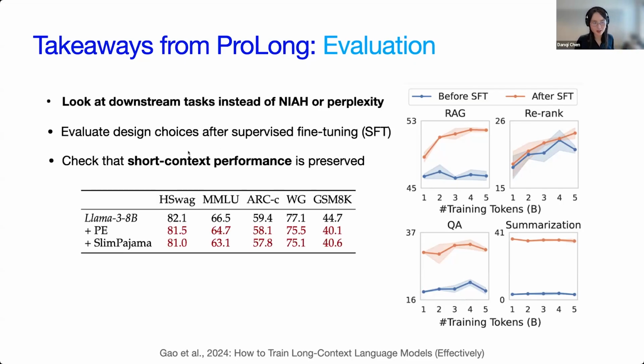Another important point here is that it's also very important to check whether the short context performance is preserved or not. A lot of the existing long context models just care about perplexity or some long context task, but they don't check that it's very easy to lose performance on short context tasks such as MMLU or HellaSwag and so on.